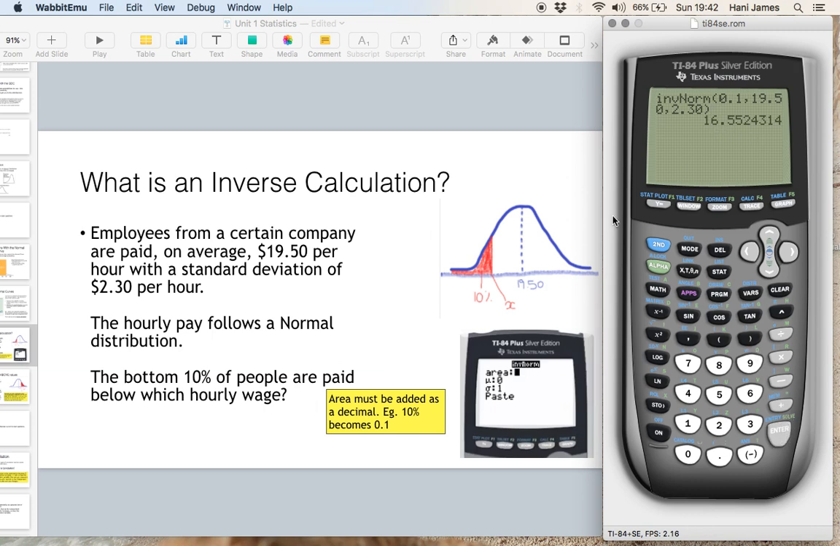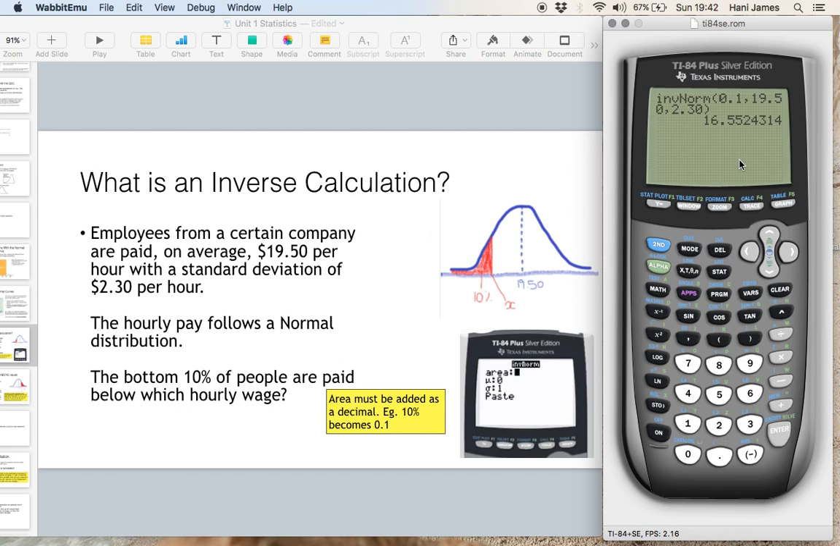And here we go. So this number here on the axis, where the x is here, is 16.55. So that tells me that the bottom 10% of people in this company are being paid less than 16.55 cents per hour. Okay, so that is what information I'm getting from this. If I was to draw it on, this would be 16.55.